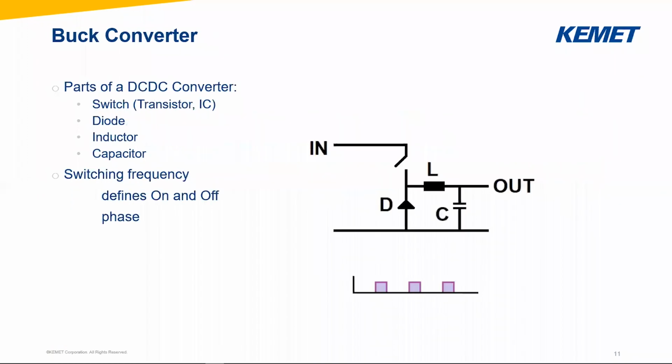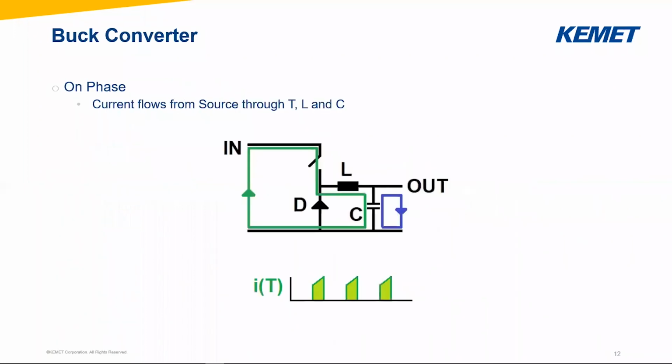So let's have a simple picture of a buck converter. A buck converter, or step-down converter, is when I have a higher input voltage and want to have a lower output voltage. The simplest way to describe a buck converter is to have a switch, which could be a transistor or an IC, and we have a diode. This is my inductor and this is my capacitor. And then with my switching frequency, I define the on and off phase. So on, off, on, off. This is very simple.